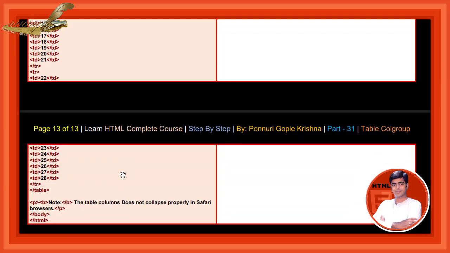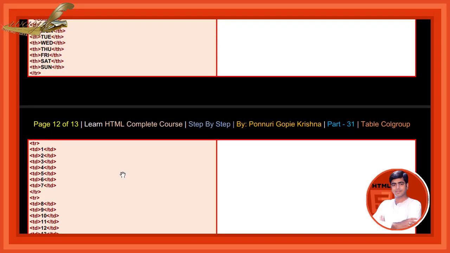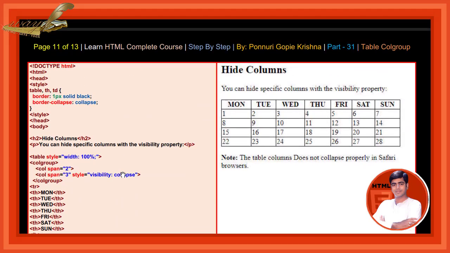The table column does not collapse properly in Safari browsers. By writing and executing this code, we get this result. See, hide columns. You can hide specific columns with the visibility property. The table column does not collapse properly in Safari browsers.